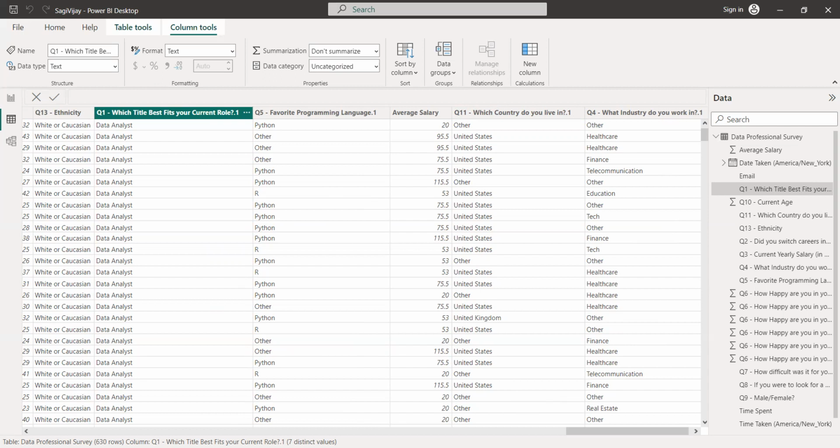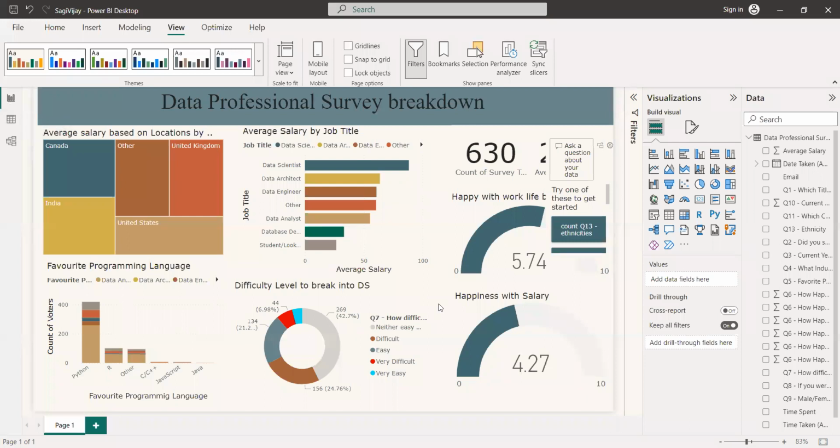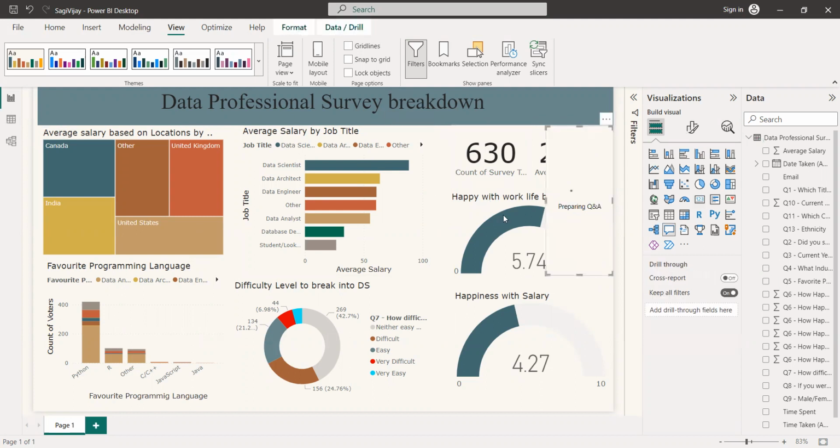Now let's go to what I did in the Power BI presentation. The first thing which I did was the card display. Here we can see the count of surveys which were taken, where the total number of surveys given is a total of 630 people.